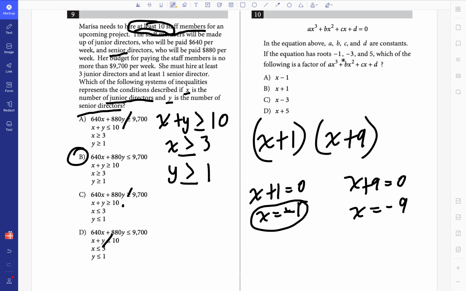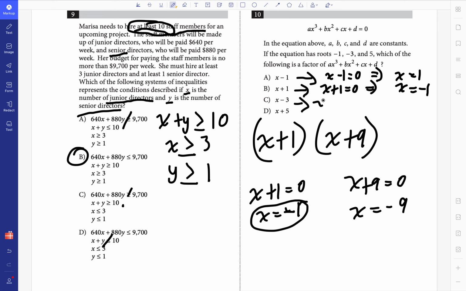So with this in mind, we know that we have roots at -1, -3, and 5. So the root over here, x minus 1 equals 0. Therefore, x equals 1. That's where we have a root. No, let's do this one. Okay, x plus 1 equals 0. Therefore, x equals -1. Ding, ding, ding, we have an answer. But let's keep on going.